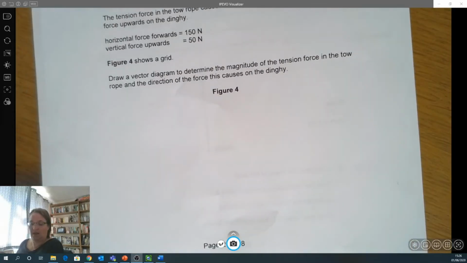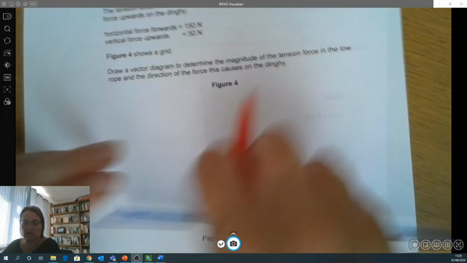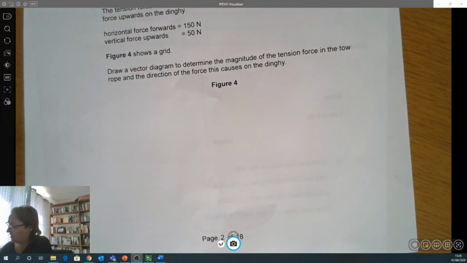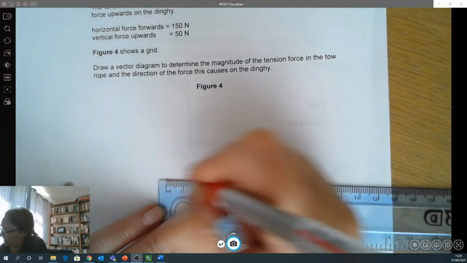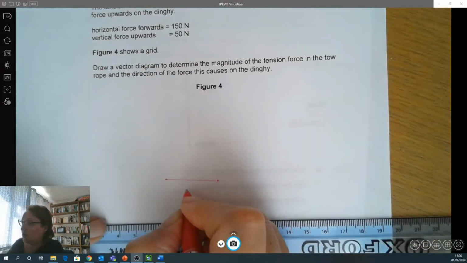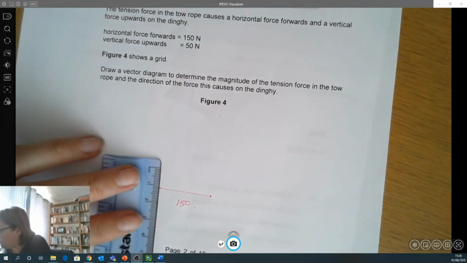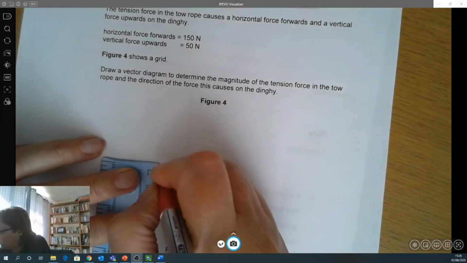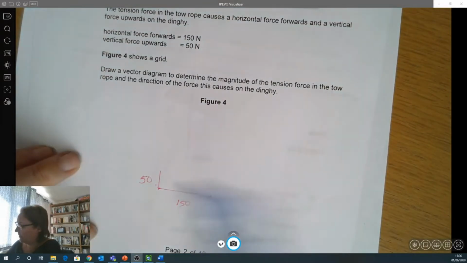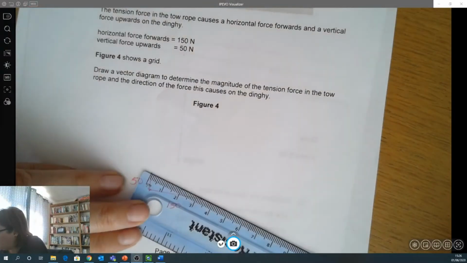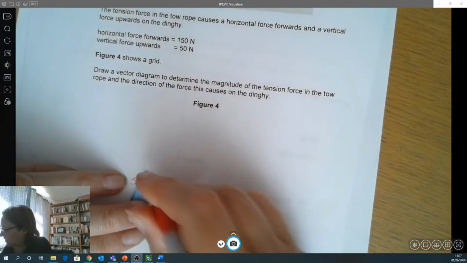Okay, so if I decide to make each 1 centimetre be 50, I probably should do 2 centimetres, but anyway, life's too short. So that's now 150. I then have 50 up like so, and then I can measure the tension force here.